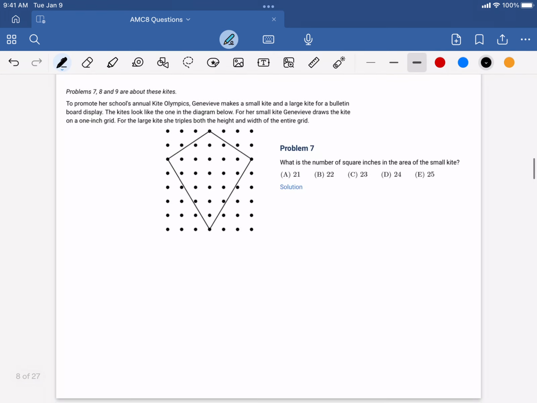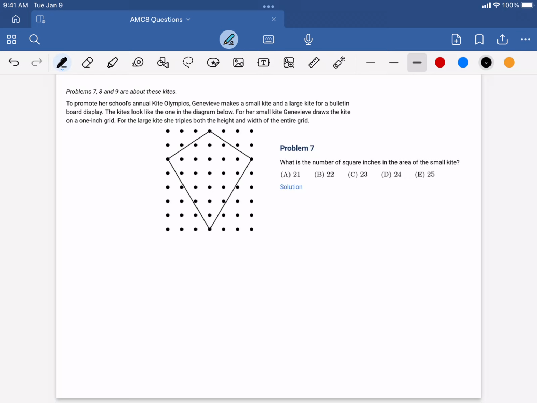Okay, moving on to the next question. Problem 7. What is the number of square inches in the area of the small kite? Oh wait, let me read the problem before that. To promote her school's annual kite Olympics, Genevieve makes a small kite and a large kite for a bulletin board display. The kites look like the one in the diagram below. For her small kite, Genevieve draws the kite on a 1-inch grid. For the large kite, she triples both the height and the width of the entire grid. What is the number of square inches in the area of the small kite?